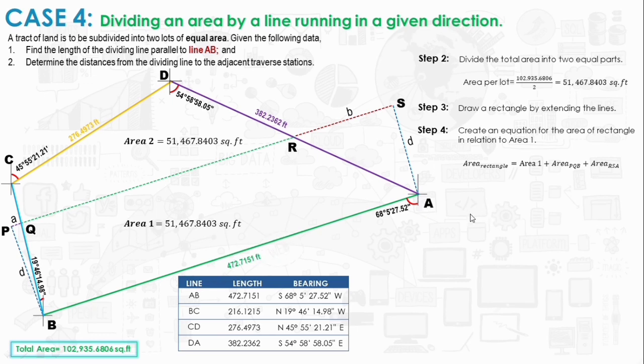So, therefore, area of the rectangle is simply the base times height. So, in this drawing, yung area ng rectangle is equals to AB times height na D. Tama? So, AB times D. Or simply, area ng rectangle is equals to 472.7151 feet or yung length ng base natin times the height which is D. So, yan yung magiging area ng rectangle natin.